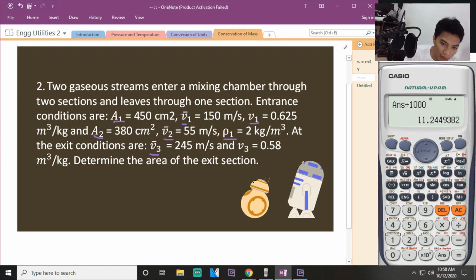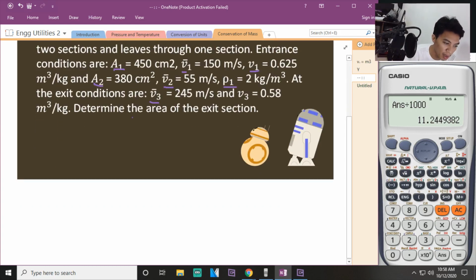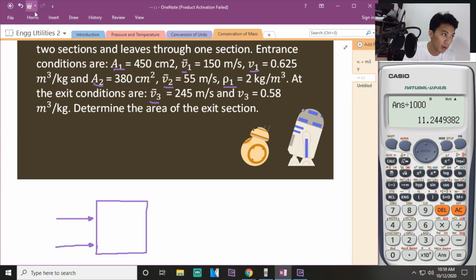Ang magandang paraan dito, we visualize. Sabi dito, meron daw tayo mixing chamber. Ito yung mixing chamber. And that is your mixing chamber. Ngayon, meron kang passageway 1 at meron kang passageway 2. Ngayon, lalabas sila, gawin natin ng kulay para lalabas sila as 1.